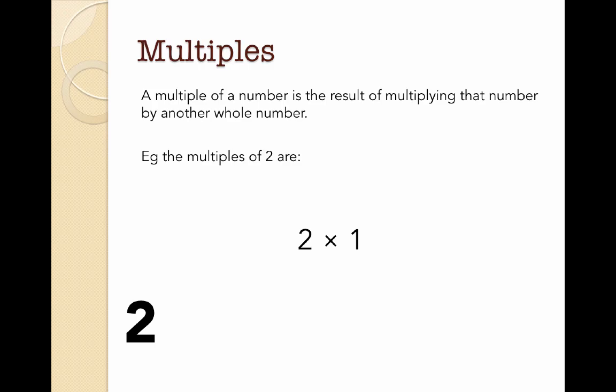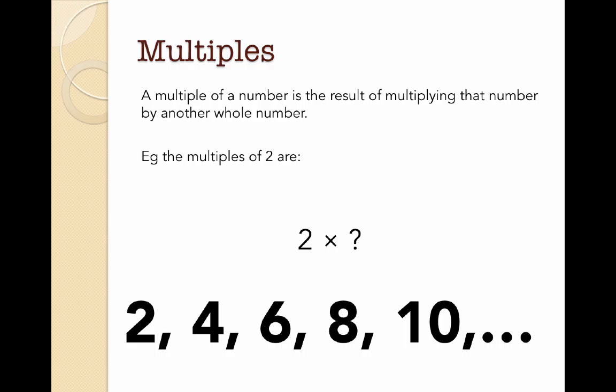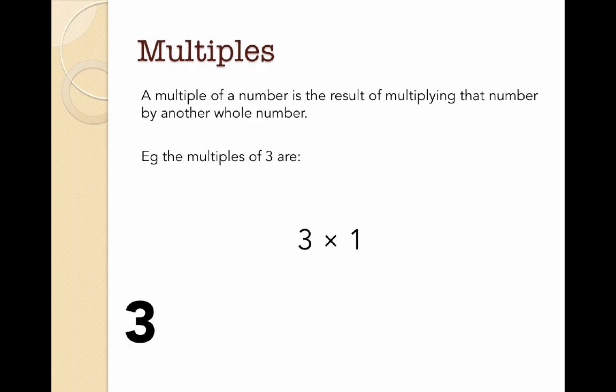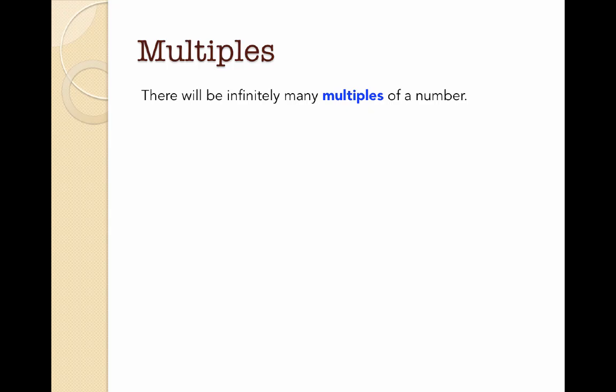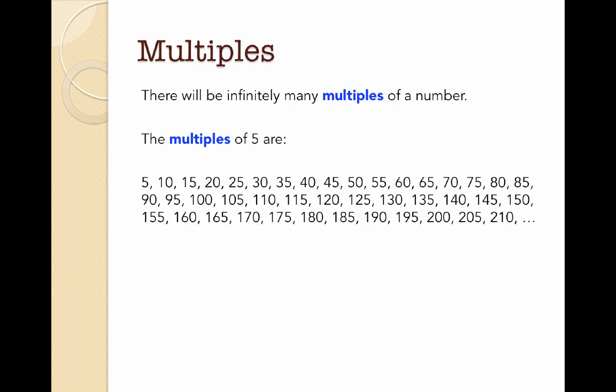For example, the multiples of 2 are 2, 4, 6, 8, 10, 12, 14, and so on. Multiples of 3 would start at 3 and go up by 3, so 3, 6, 9, 12, 15, and so on. There are going to be infinitely many multiples of a number. So if I was to write out all the multiples of 5, these are all the multiples of 5 up to about 210. I could have kept going on forever just by adding 5 each time.